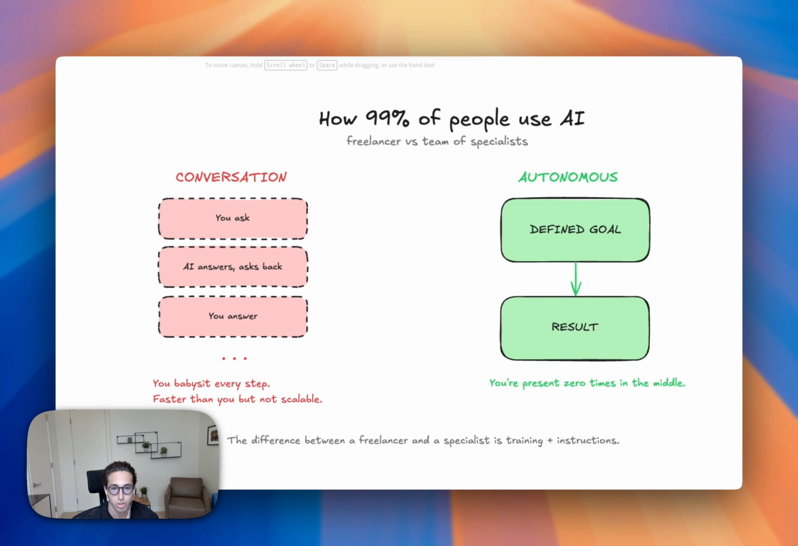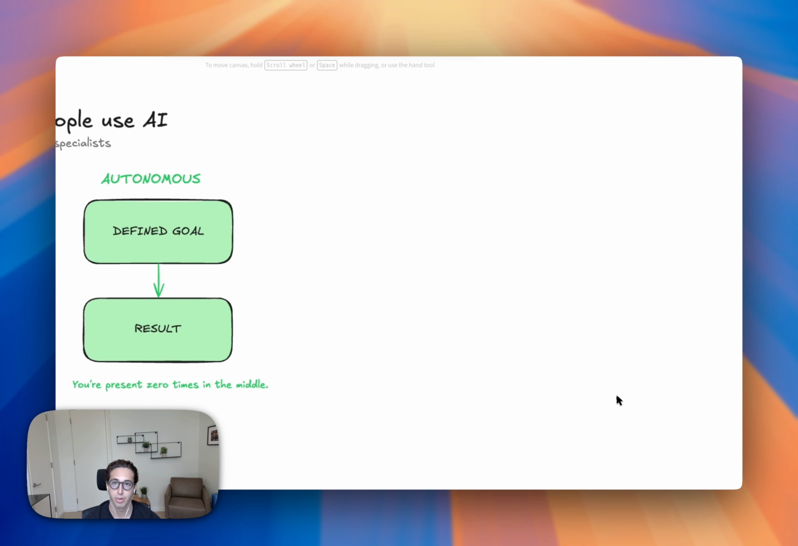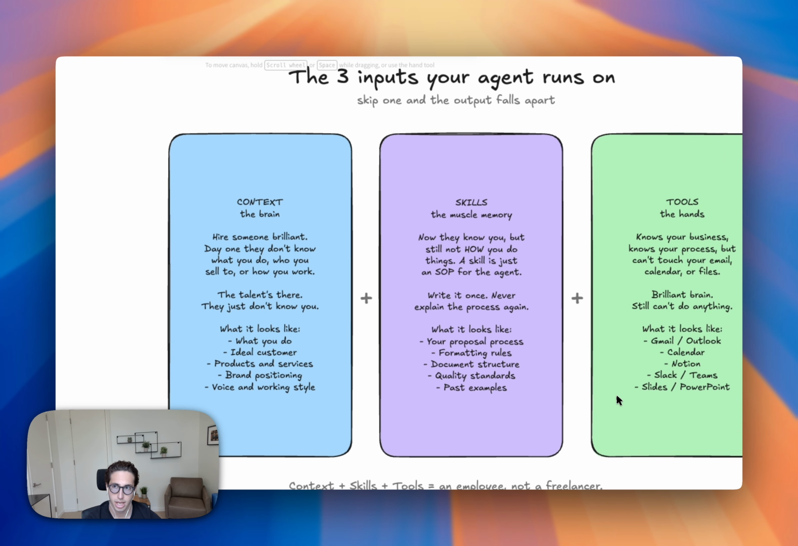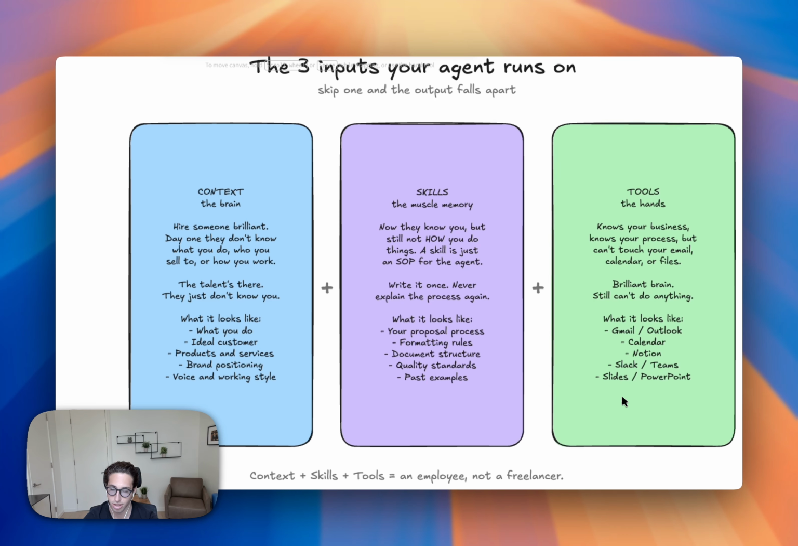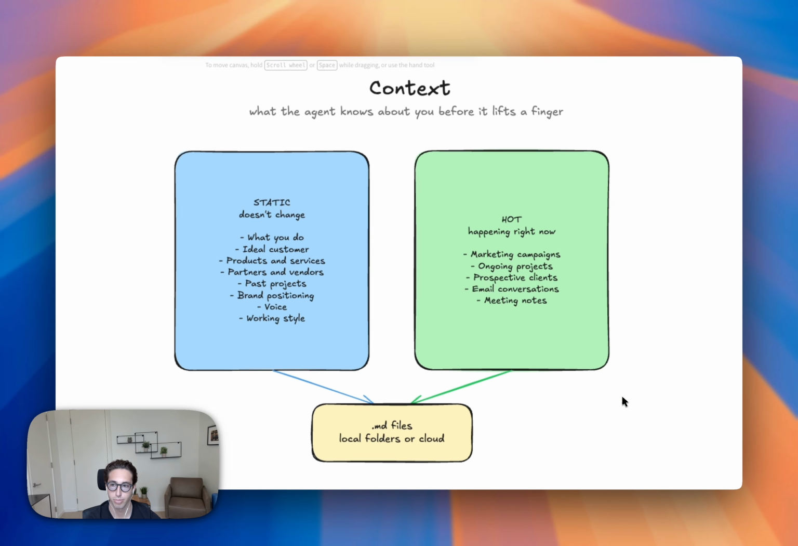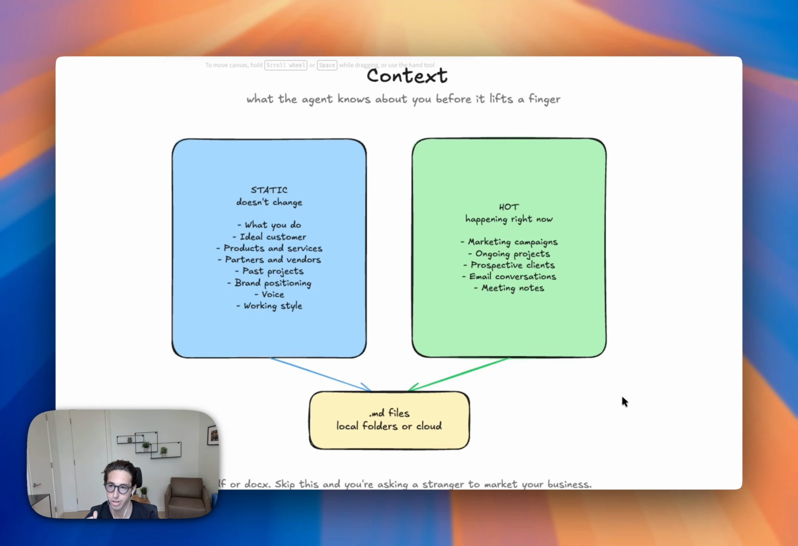But really what you should be doing is giving it a very, very defined goal and all of the inputs necessary to get to that ideal final result. And those inputs are made up of three things: context, skills, and tools. First, I really just want to focus on the context. Context is broken down into two different parts. You've got your static context and you've got your hot context.